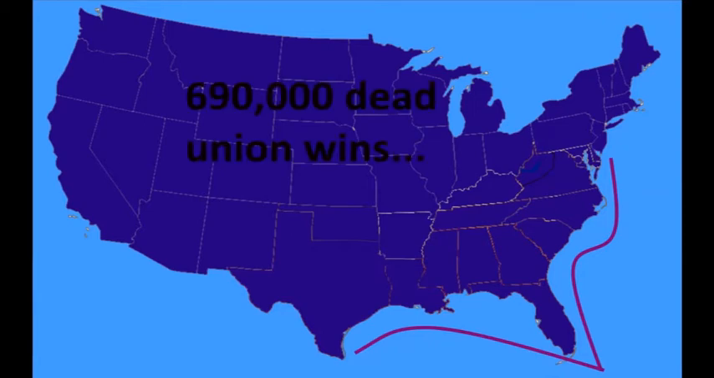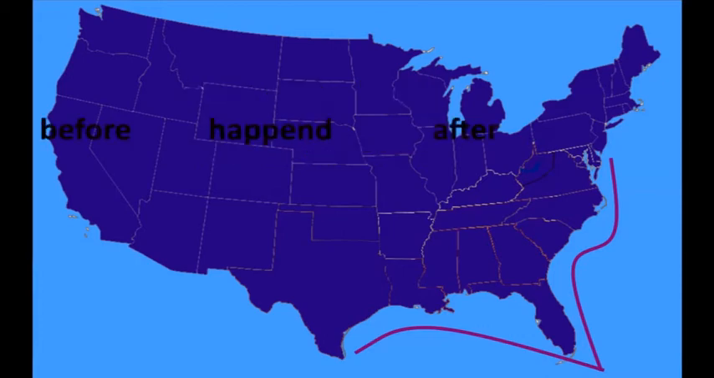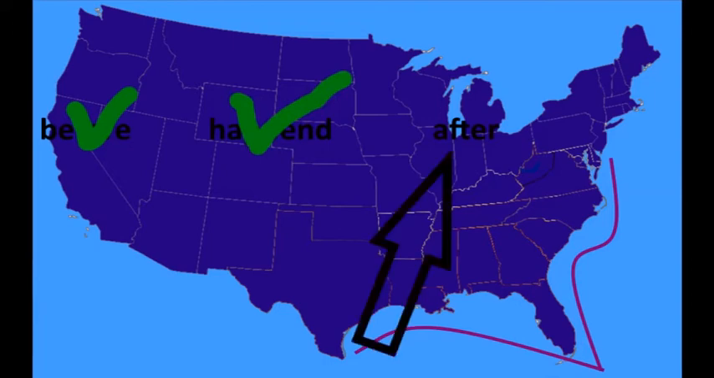Now, 690,000 deaths, but the Union pulled it off and won, and the United States has won. So let's see my checklist. We talked about what happened before. About what happened. Let's see what exactly happened after.